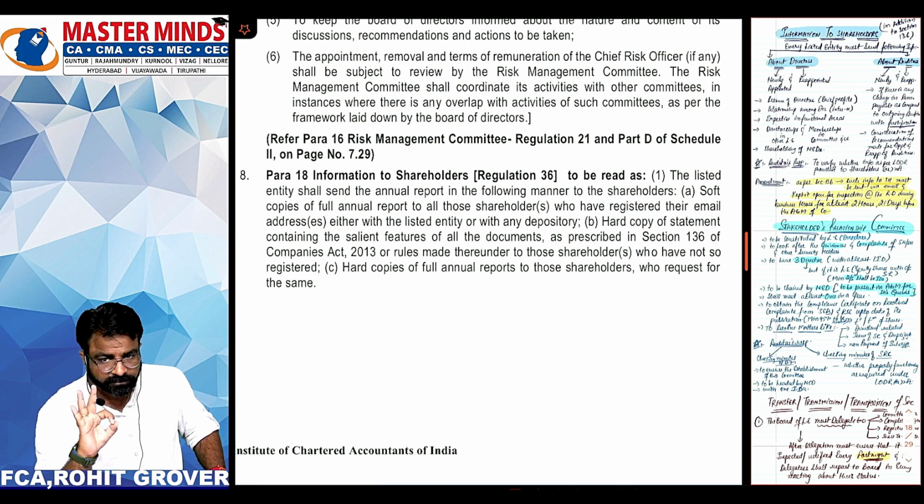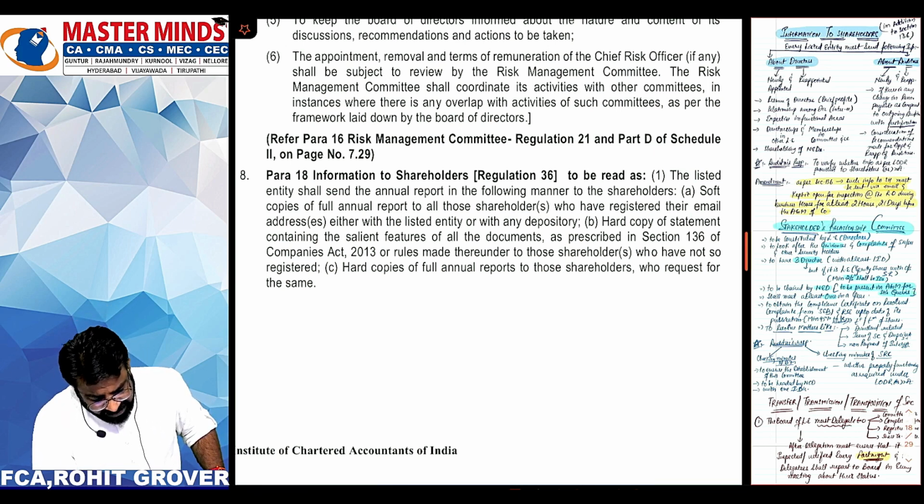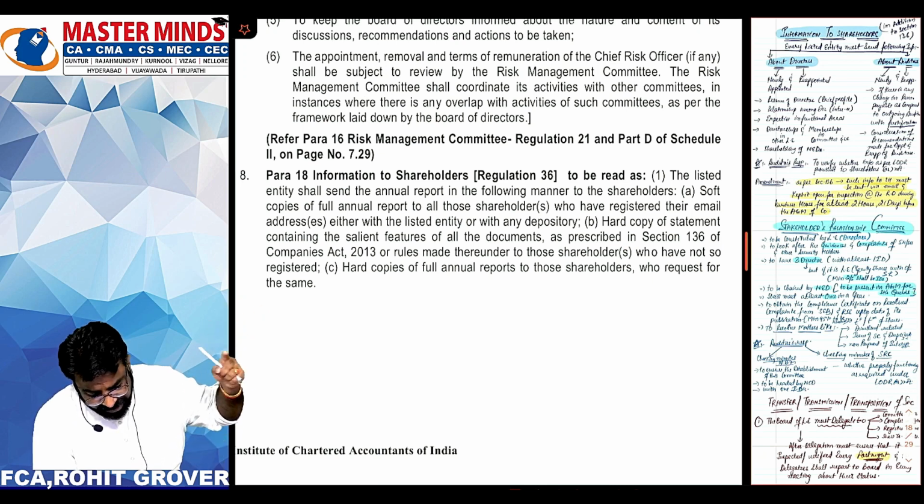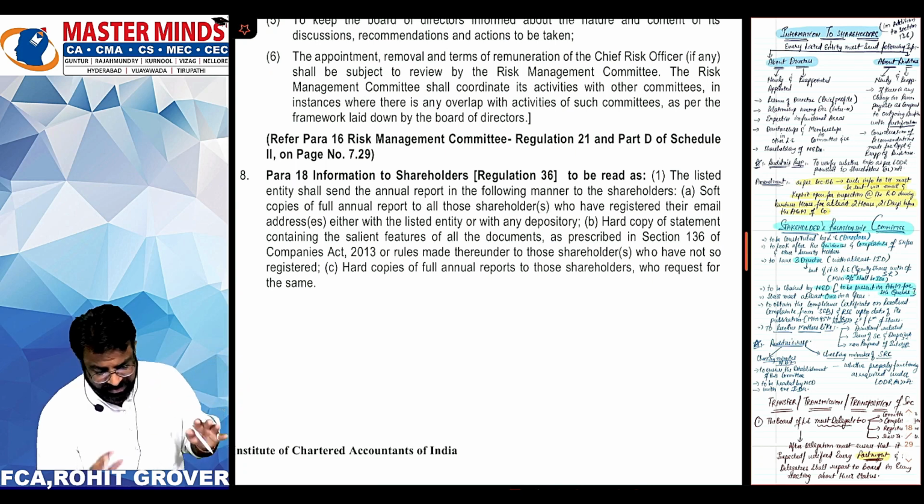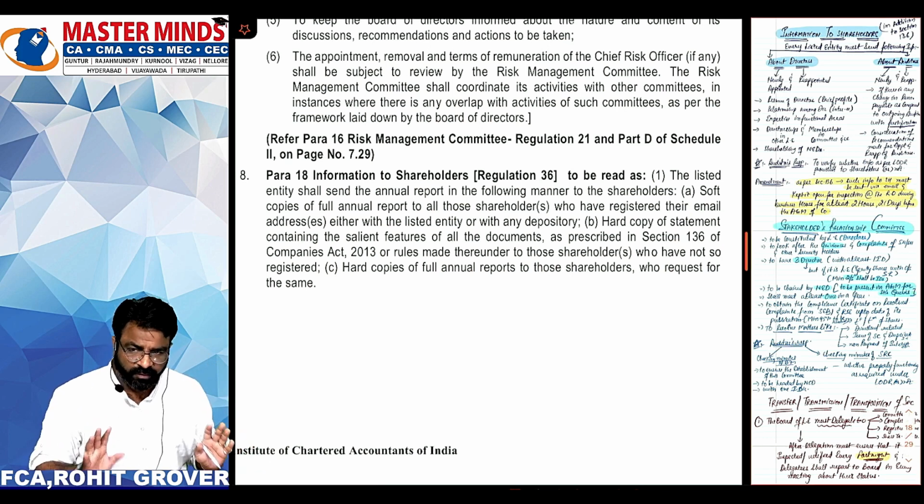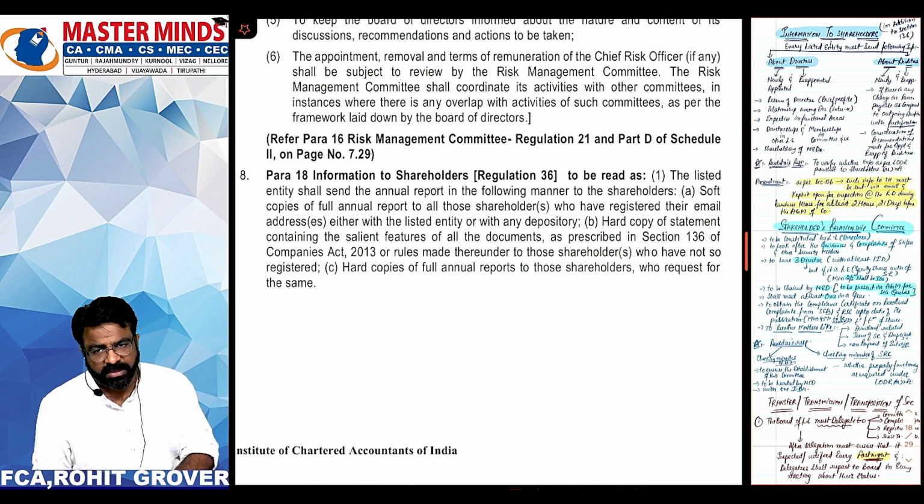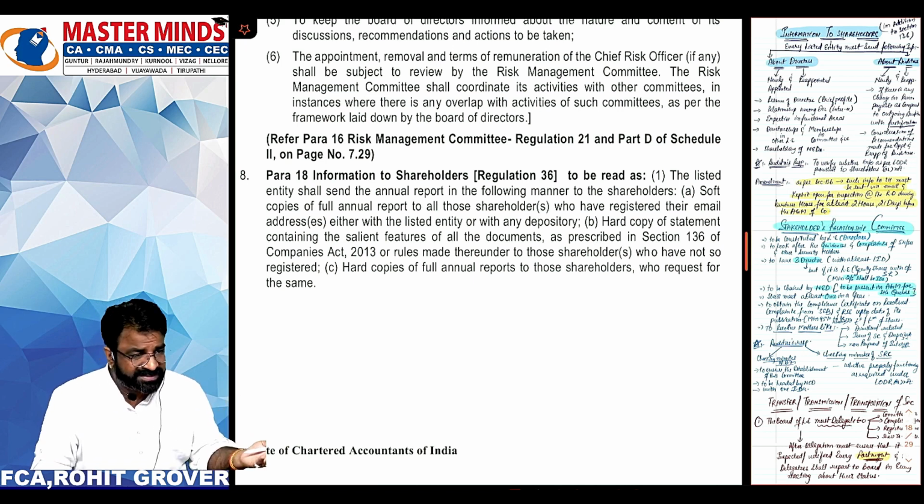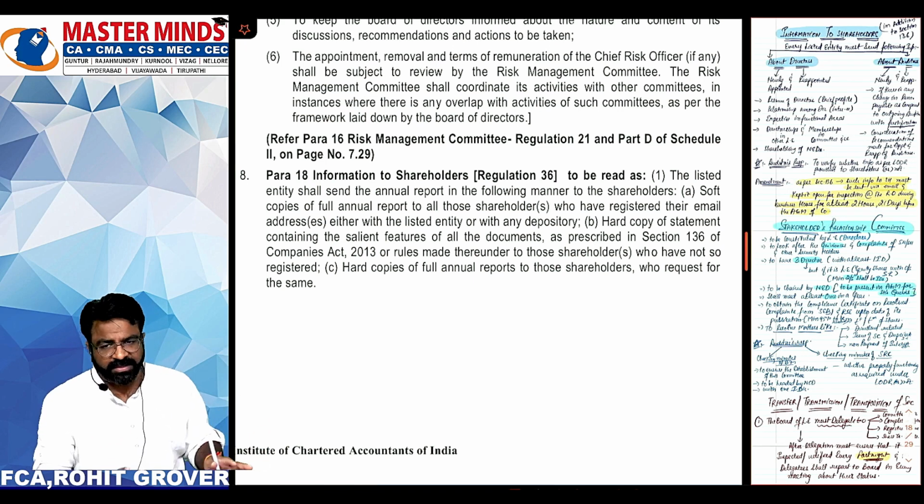For listed companies, salient features of all the documents as prescribed under section number 136 of the Companies Act, rules made thereunder, to the shareholders who have not so registered. So simply they said, if your email ID is registered with the listed entity or the depository, we are going to send you the soft copy. Otherwise, we'll send you the hard copy if it is not registered. And point C, hard copies of the full annual report to those shareholders who request for the same. So those who request, we will give hard copies. Those who do not have email registered, we will give hard copies.